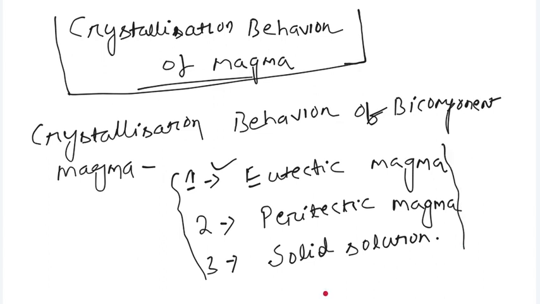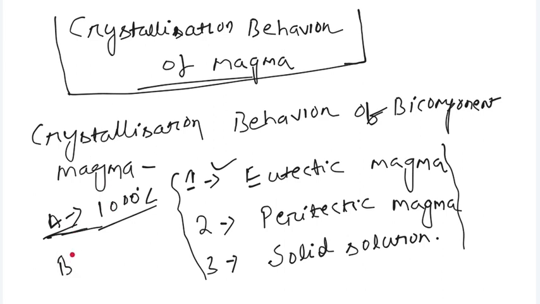In this case, all bicomponent magma follow one rule, that is the main principle where the melting temperature of one component is affected by the presence of the other component. If we are considering a single component, suppose a mineral A, it has a melting temperature or freezing temperature of 1000 degrees. Then that means when 1000 degree temperature is reached, it will start to crystallize.